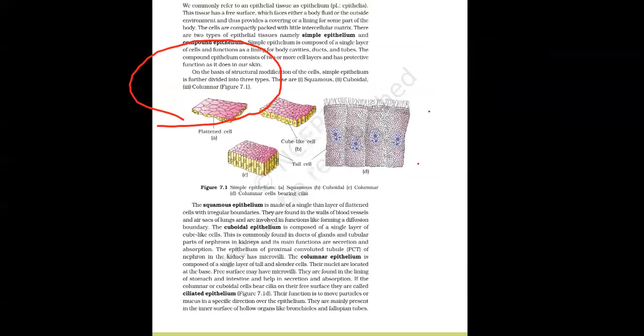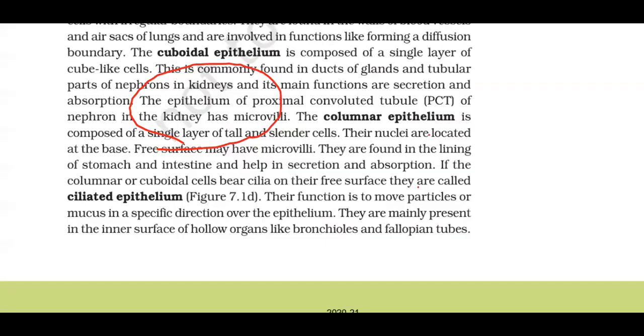See, columnar epithelium is composed of a single layer of tall and slender cells. Another characteristic feature of columnar epithelium is that they have a nucleus at the bottom. In their bases they have a nucleus. That is another unique characteristic feature of columnar epithelium.